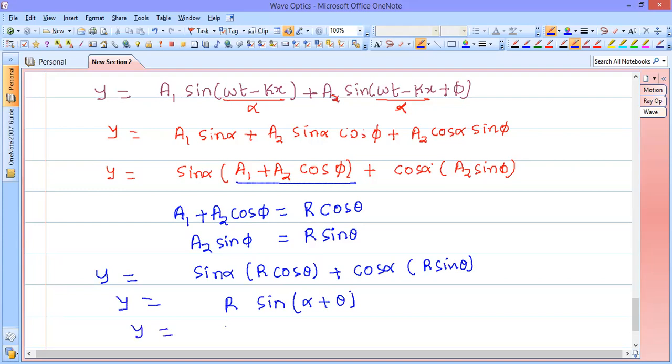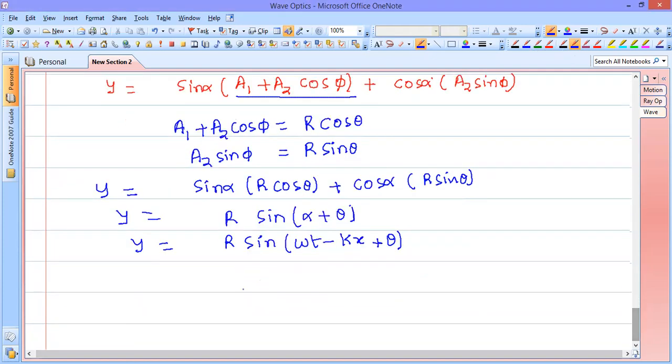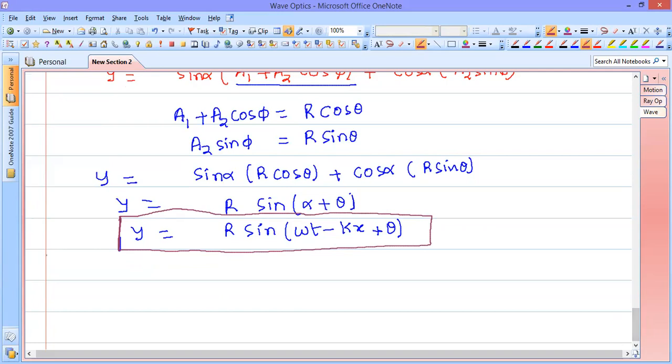That is nothing but, alpha we consider as omega t minus kx. So whenever we superpose two light waves, again we get the resultant light wave in the same manner. Can you see? Now we need to find the magnitude of capital R, comma, theta.